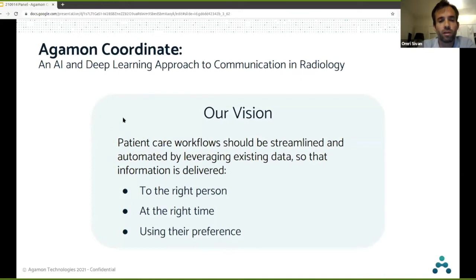We think, along with others in this panel and conference, that patient care workflows should be streamlined and automated by leveraging the existing data of the hospital and specifically of the radiology department, so that information is delivered to the right person at the right time, using their own preferences. And by delivered to, I mean different stakeholders. This might be different customers, care teams, patients, internal operations, CMIOs, and radiologists themselves.